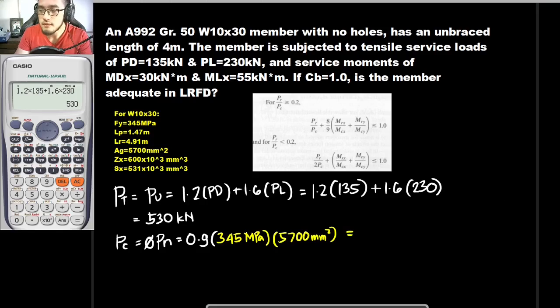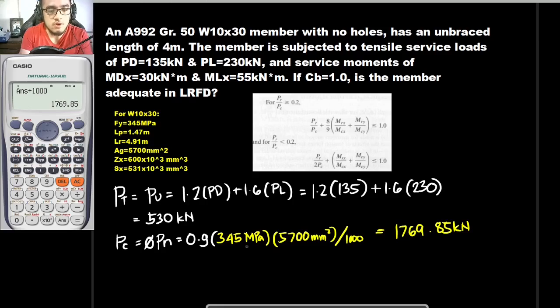Once again, this AG right here was copied from the AISC shapes database. So solving for this, 0.9 times 345 times 5,700, our PC is equal to 1,769,850 newtons. And if we are to convert this into kilonewtons, we would be dividing it by 1,000. So it is now equal to 1769.85 kilonewtons. So that is to be our value for PC.